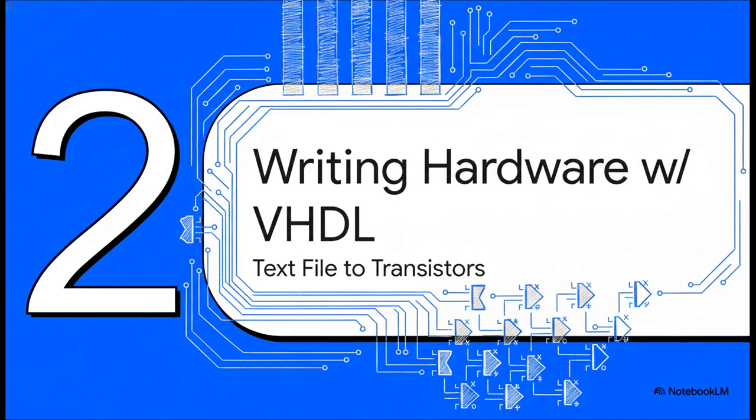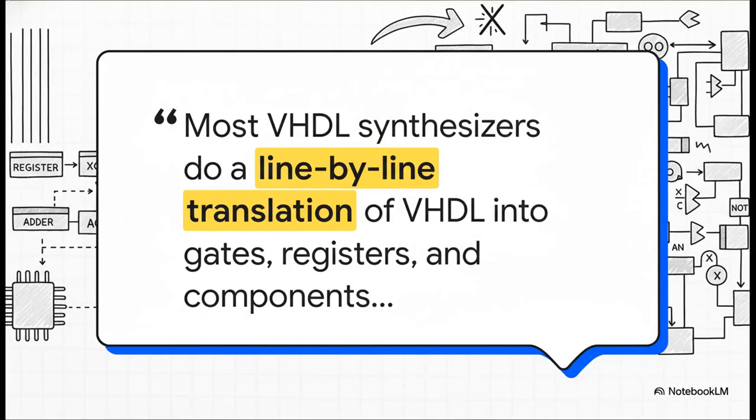Okay, so we know the parts, but how do we actually describe them in a language a machine can understand? This is where VHDL comes in. We're about to see how a plain old text file literally gets turned into a network of real transistors. And this quote from a classic textbook just nails it. It's not some abstract magic. The tools we use, which are called synthesizers, perform an almost direct line-by-line translation of our code. When you write a certain command, the synthesizer knows, they want a register. When you write another, it says, okay, they need an adder. The code is the circuit diagram, plain and simple.